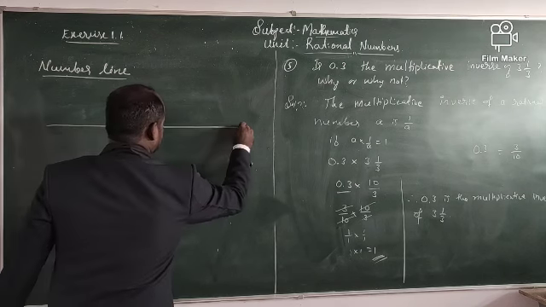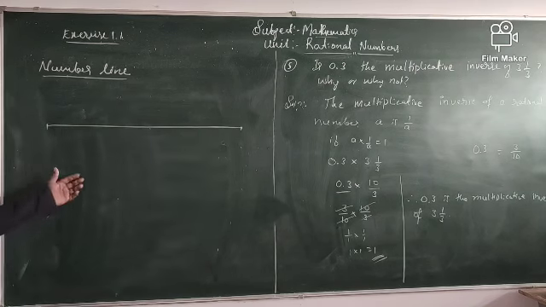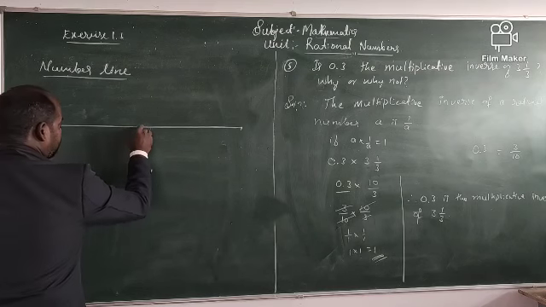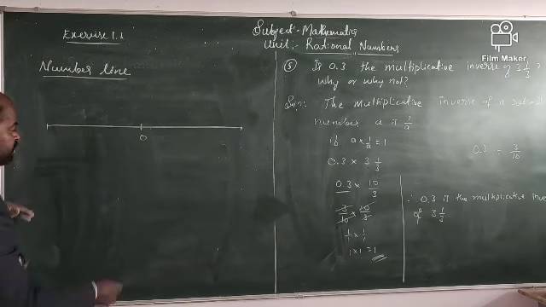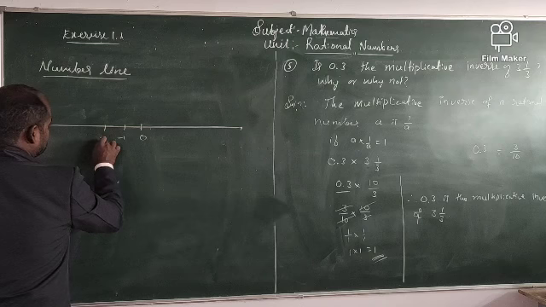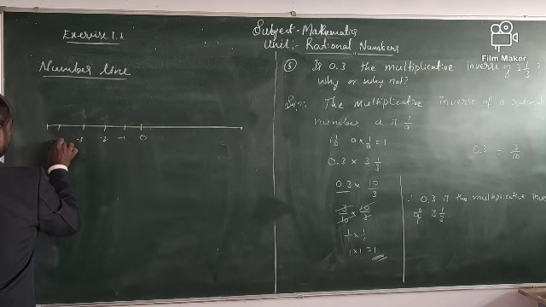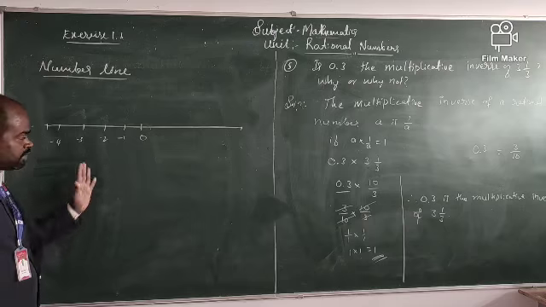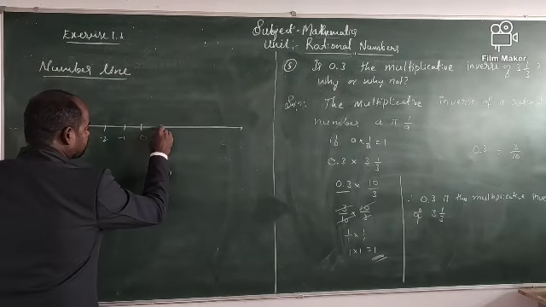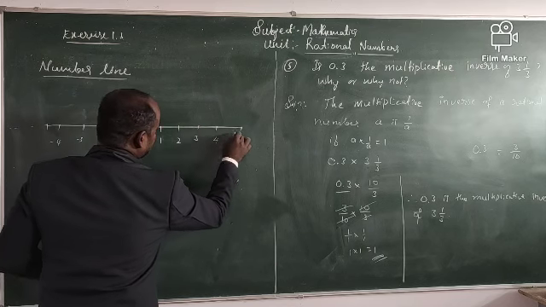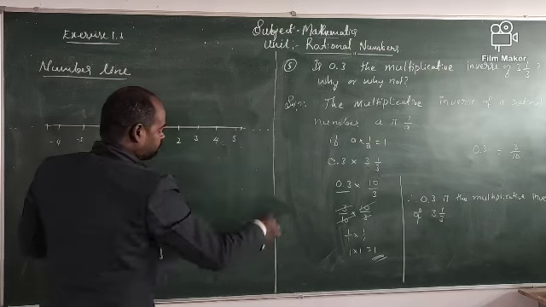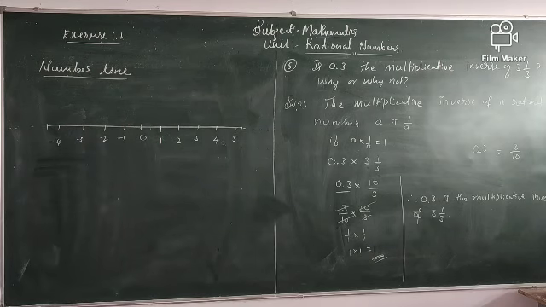Suppose this is a line. In the middle 0 is there. To the left of 0, numbers are negative numbers: -1, -2, -3, -4 and so on. To the right of 0, numbers are positive numbers: 1, 2, 3, 4, 5 and so on.